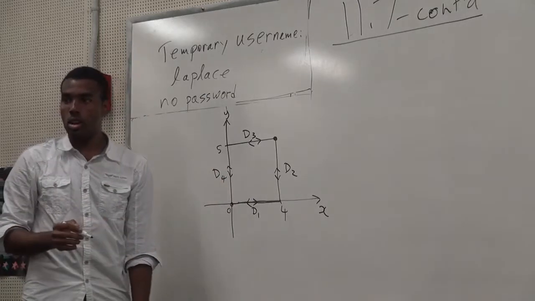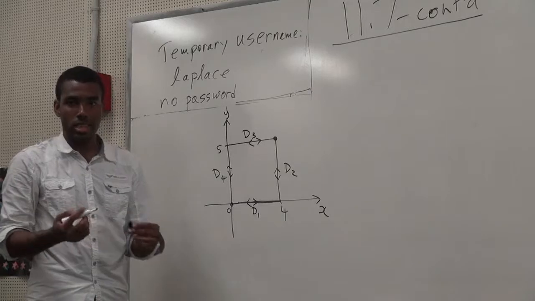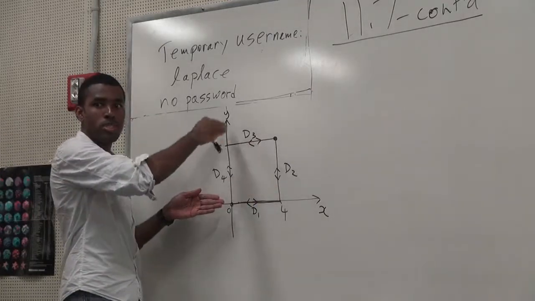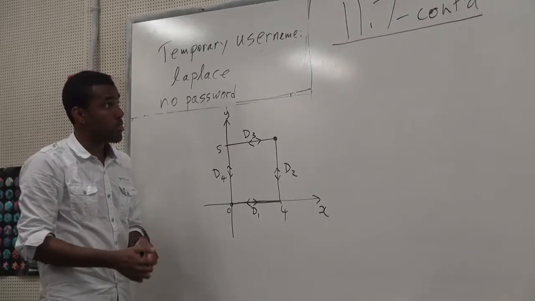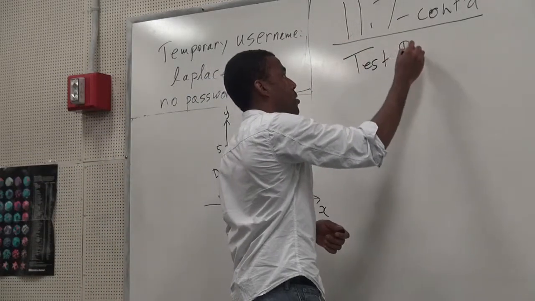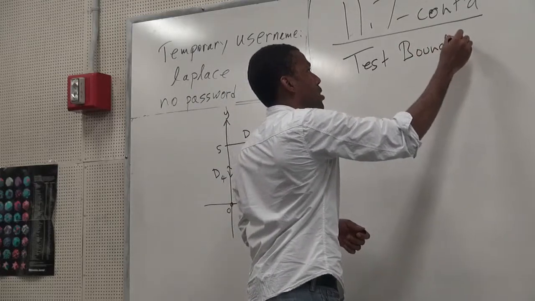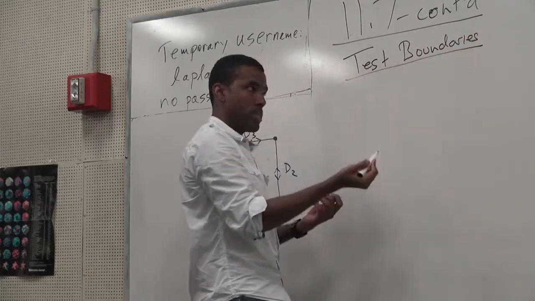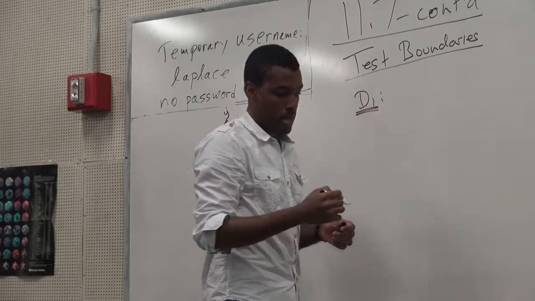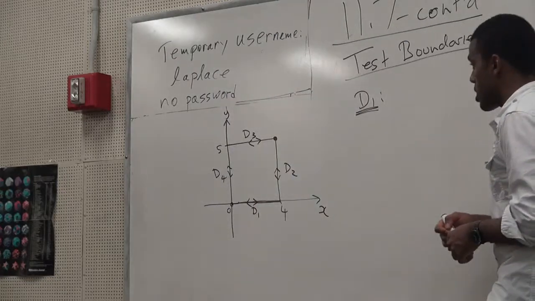Now we're going to have to test all the boundaries. It's sort of like testing the endpoints, except now your endpoints are boundary curves that surround this region, and you test them one at a time. So let's look at D1. We're going to test this boundary. Now in D1, what is the curve D1?